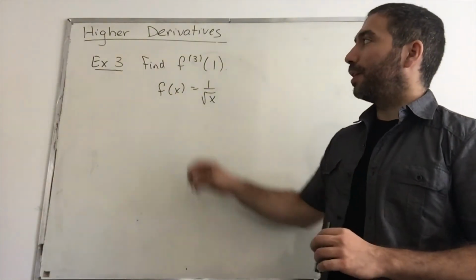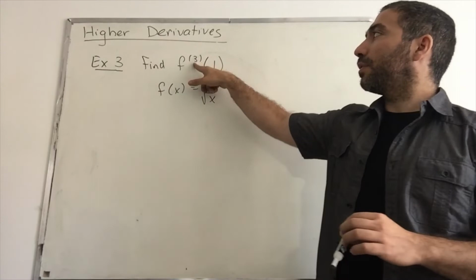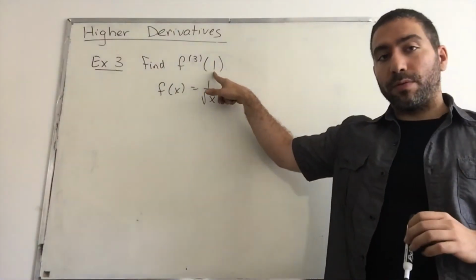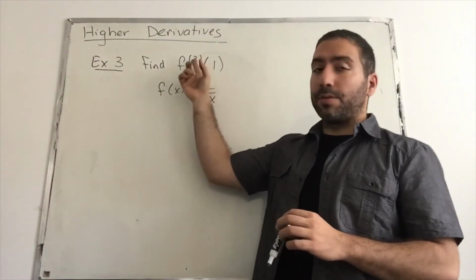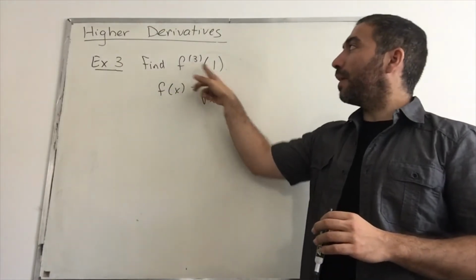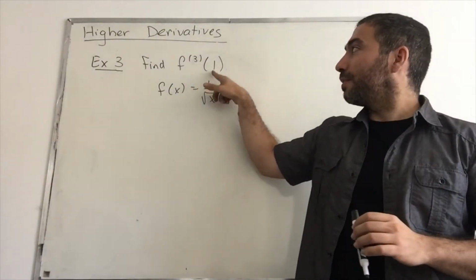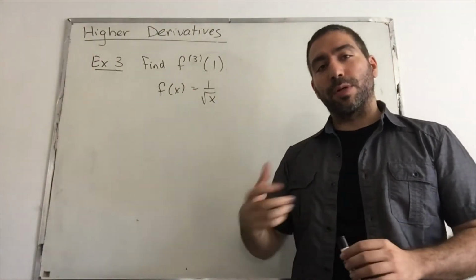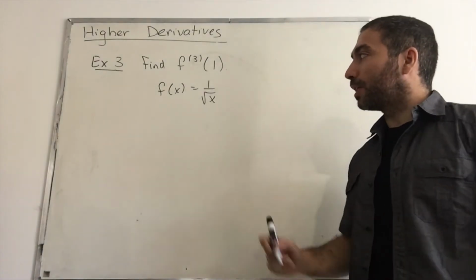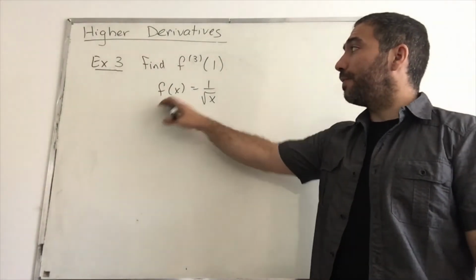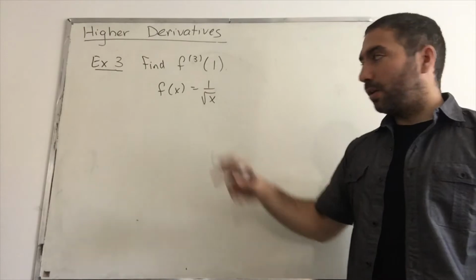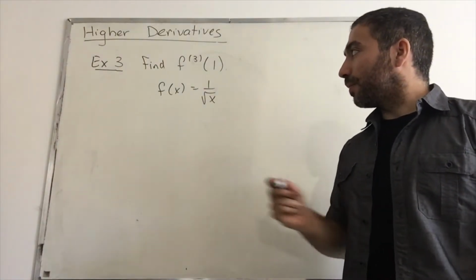So in this example here, it's asking us to find f to the 3 of 1. So this is telling us to take the third derivative, and then instead of having a function x, we're going to replace the value 1 into our function, and we're going to get an actual numerical value. Okay, so let's go ahead and do that. The function that's given is equal to 1 over the square root of x. So let's go take the first derivative.